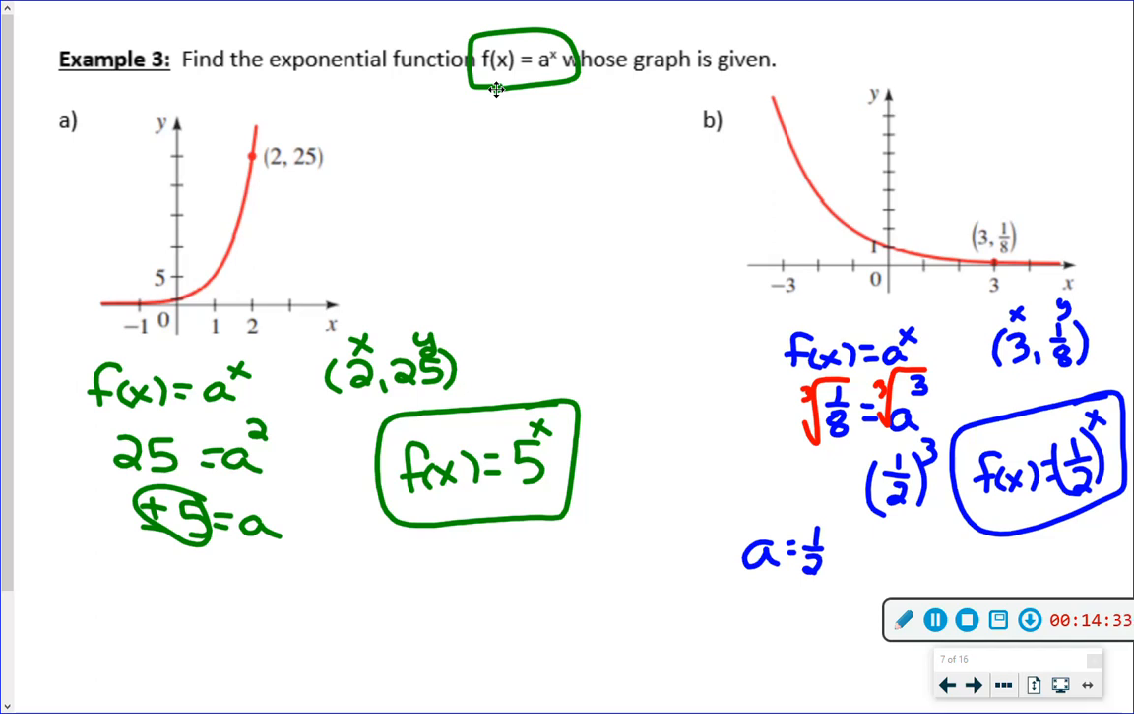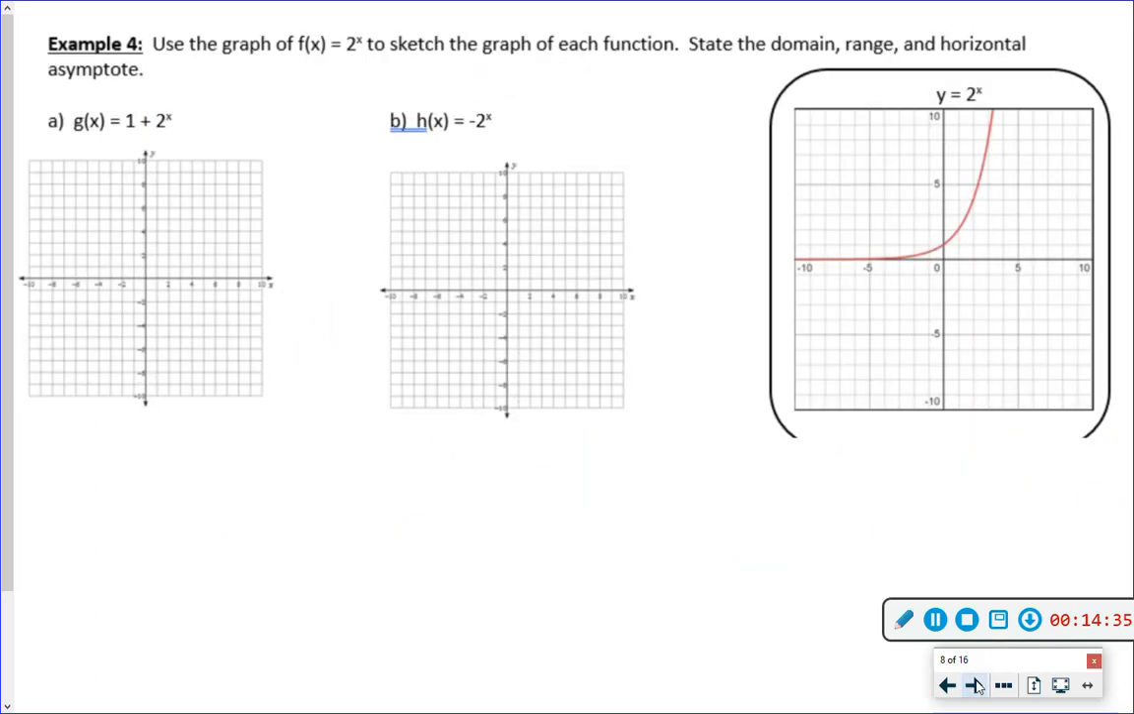All right, transformations, nothing wild here. This is almost where I wish we had digital notes, and you could just take that given graph over there and shift it and not have to redraw the whole thing every time. But, it is what it is. Okay, so use the graph to sketch the graph of each function, and then it also wants us to state domain, range, and horizontal asymptote. Let's do all of that at the end.